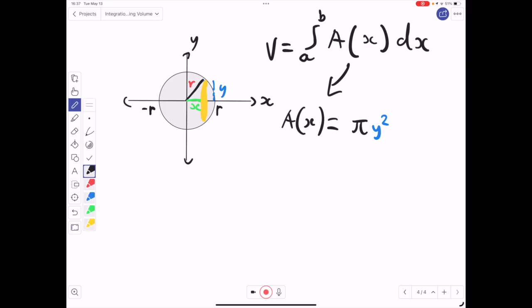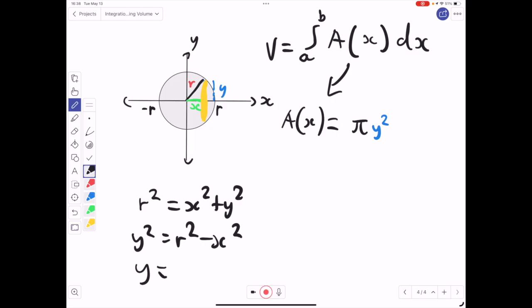So you know this is a right angled triangle because the y-axis and the x-axis intersect at right angles. They're perpendicular. So r squared, which is the hypotenuse of that triangle, is equal to x squared plus y squared. Now we rearrange it, solving for y squared. So y squared is equal to r squared minus x squared. Take the square root of both sides, and y is equal to plus or minus the square root of r squared minus x squared.